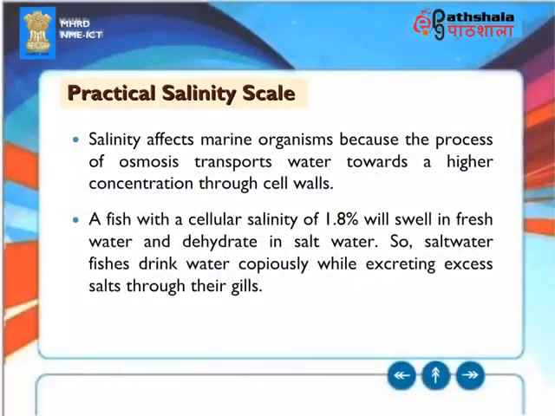Salinity affects marine organisms because the process of osmosis transports water towards a higher concentration through cell walls. A fish with a cellular salinity of 1.8% will swell in fresh water and dehydrate in salt water. So, saltwater fishes drink water copiously while excreting excess salts through their gills.